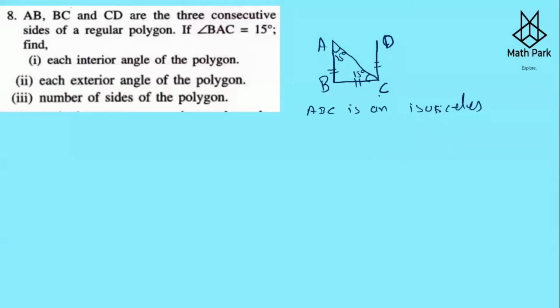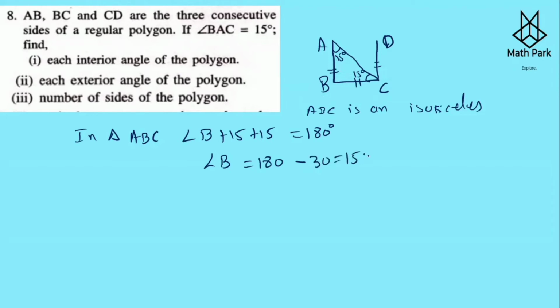So let us use the angle sum property of a triangle. So in triangle ABC, angle B plus 15 plus 15 is equal to 180 degrees, the sum of the three angles of a triangle. So we get angle B is equal to 180 minus 30, which is 150 degrees. So 150 degrees is each interior angle. So we are done with the first part. Each interior angle of the polygon is 150 degrees.